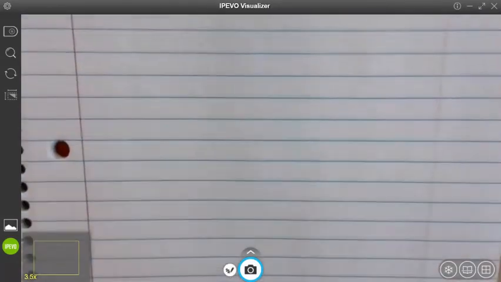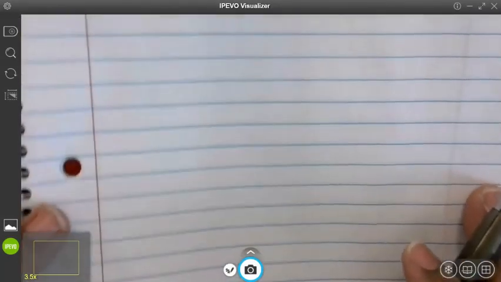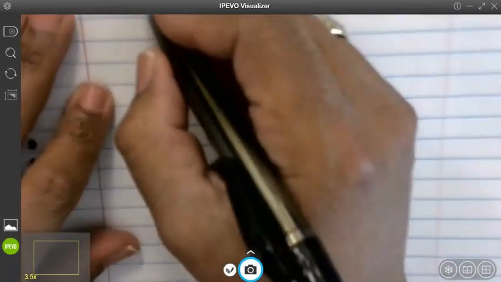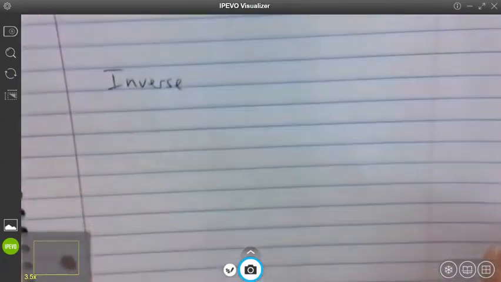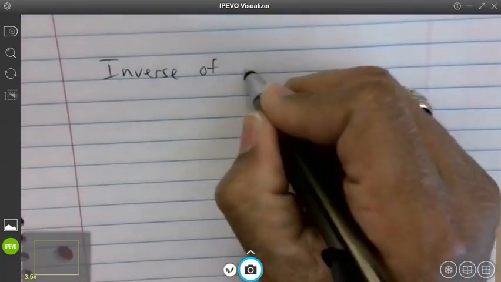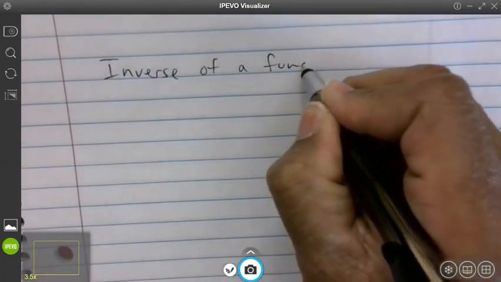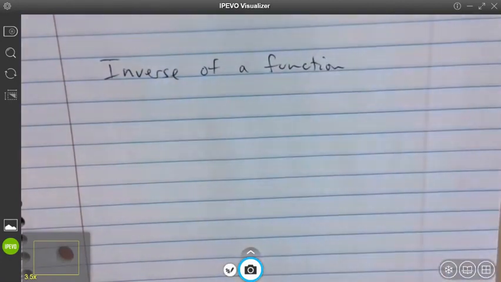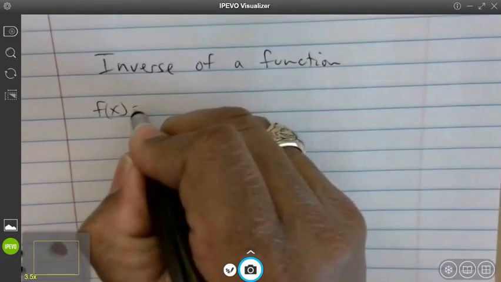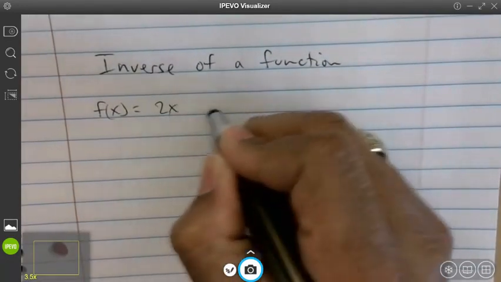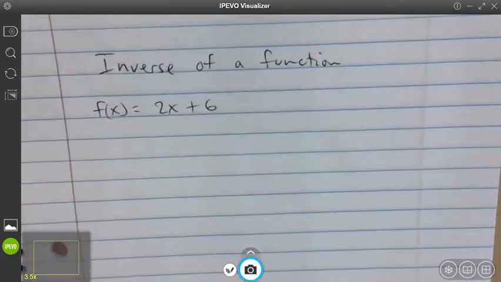So what we're going to show you today is how to do the inverse of a function. So you can title your note inverse of a function. So let's say I have a function f of x equals 2x plus 6.